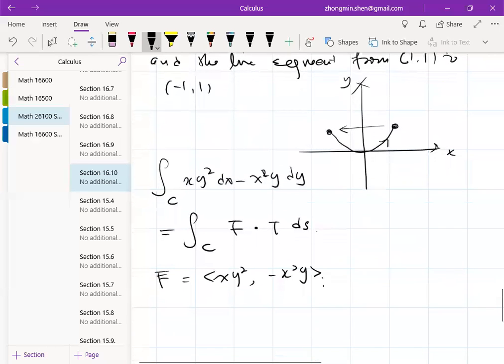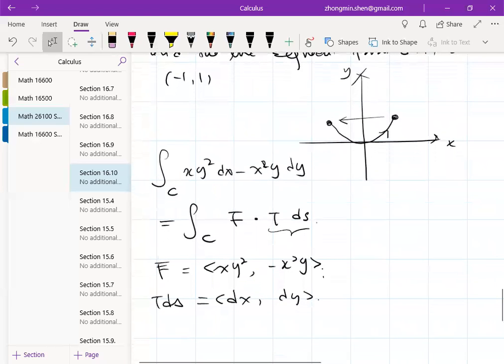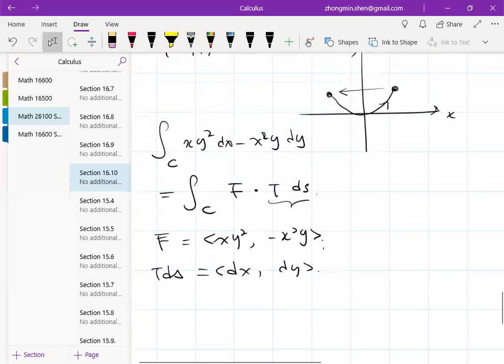And somehow TDS can be written in the form like dt dy. So the dot product gives you the above expression. Why is this true?